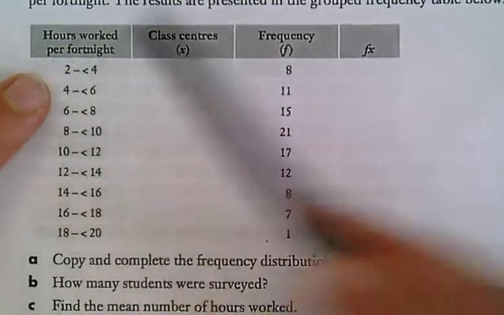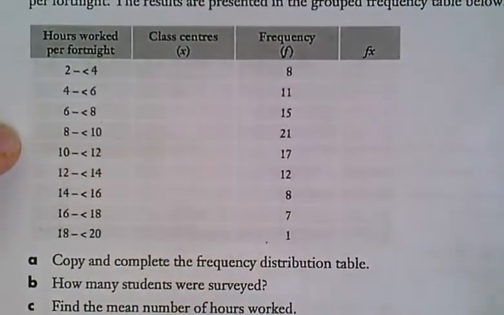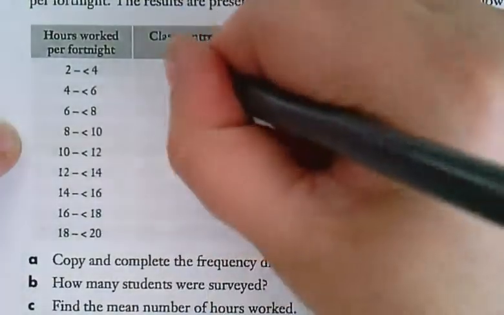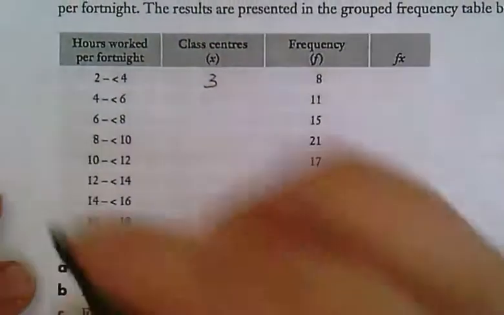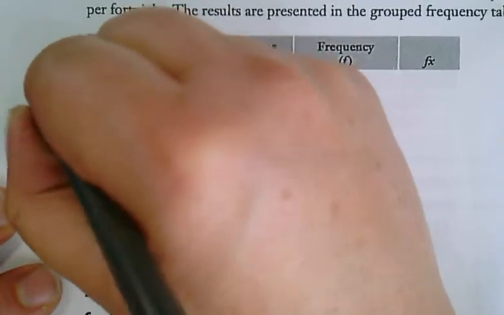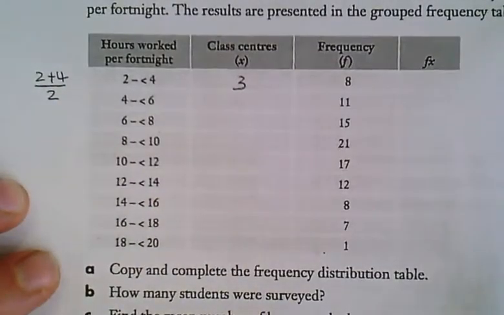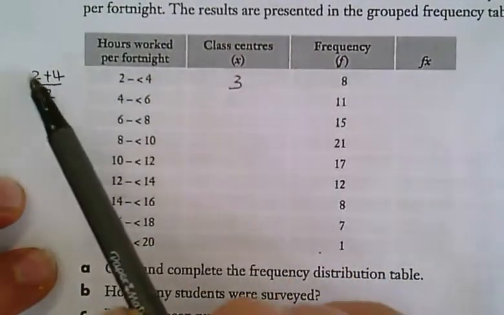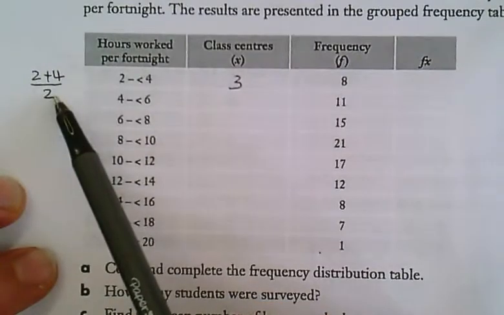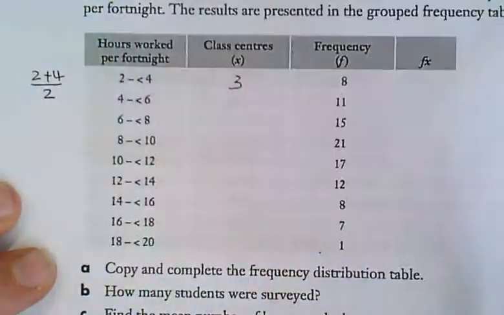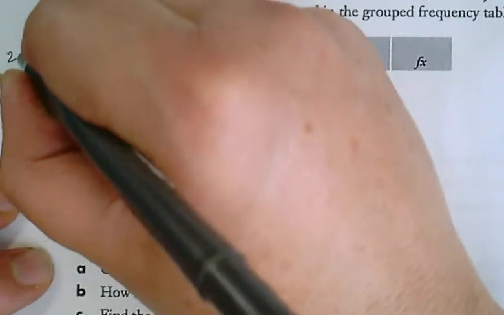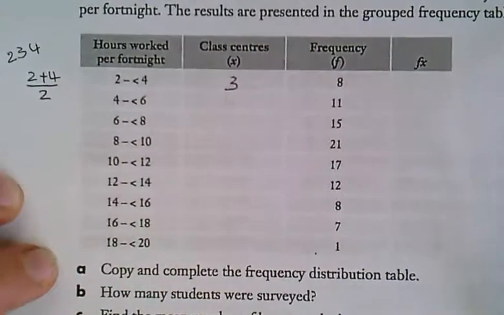So we just say, what's the average of 2 and 4? What number is halfway? It's 3. But if the numbers aren't that easy to work out, you just go 2 plus 4 divided by 2. You find the average, the center of 2 and 4. 2 plus 4 is 6. 6 divided by 2 is 3. The other way to do the class center is just to write the numbers. 2 and 4, 3 is the middle number.